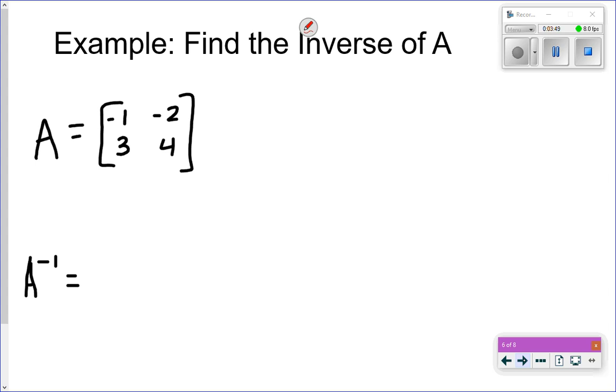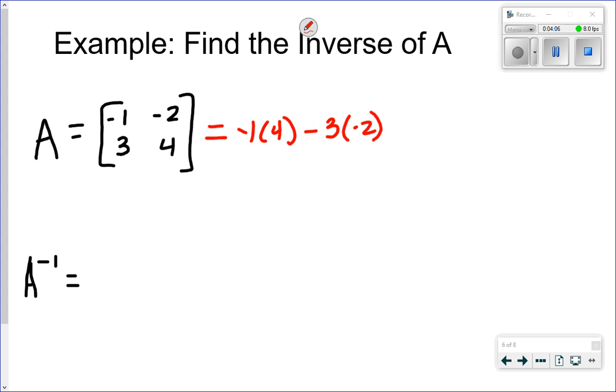Okay, so we're given the matrix A equals -1, -2, 3, 4. We need to find the inverse of that matrix. So the first thing we need to do is find the determinant. So that's where we multiply the diagonals. So -1 times 4 minus 3 times -2. -1 times 4 is -4. -3 times -2 is +6. And then -4 plus 6 is 2.